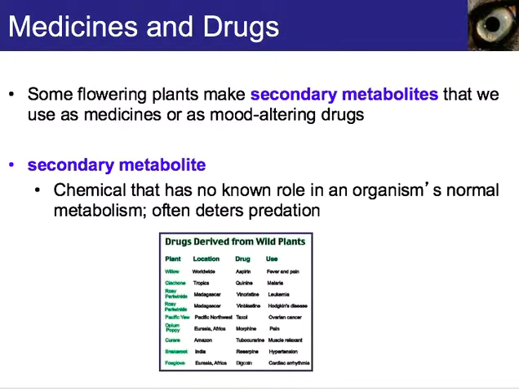And some flowering plants make secondary metabolites that we use in medicines or as mood-altering drugs. So an example of a metabolite would be aspirin. These are chemicals that have no known role in the plant, may deter predators, but we use them for various things.